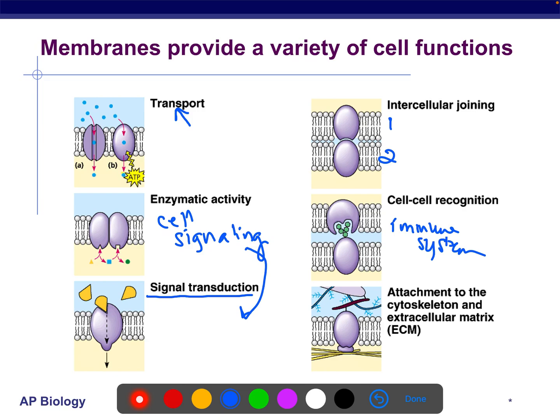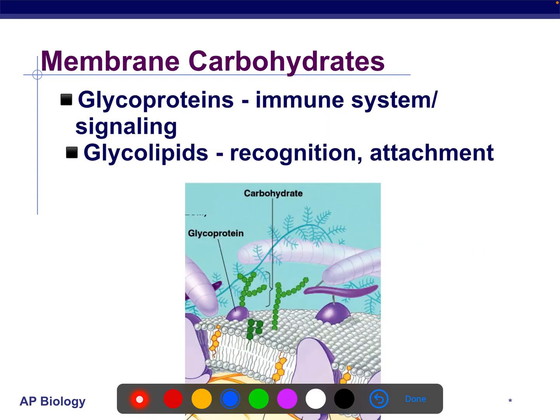And then finally, just that attachment to the cytoskeleton and the extracellular matrix. So, obviously we're going to have microtubules and microfilaments that are going to need to come to the edge of the cell membrane in order to carry vesicles that need to be transported out of the cell. And then also that extracellular matrix, that protection that's outside the cell, is going to need to adhere to proteins to stay affixed and do that protection.